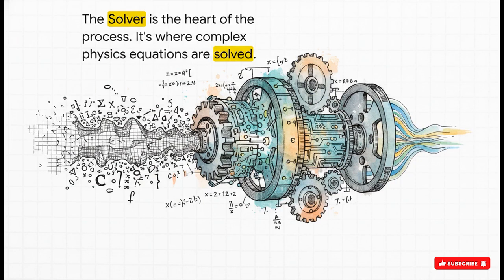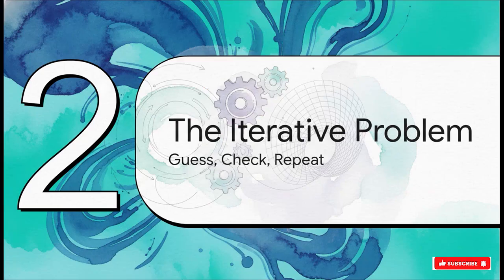Yep, the solver is the computational engine. It takes the problem you set up and just crunches the numbers. It applies the fundamental laws of physics to every single one of those tiny cells you created. This is where all the heavy lifting happens. Now here's the thing. The physics involved here is so complicated that the solver can't just spit out the answer in one go. It's not that simple. It has to work its way towards the solution.